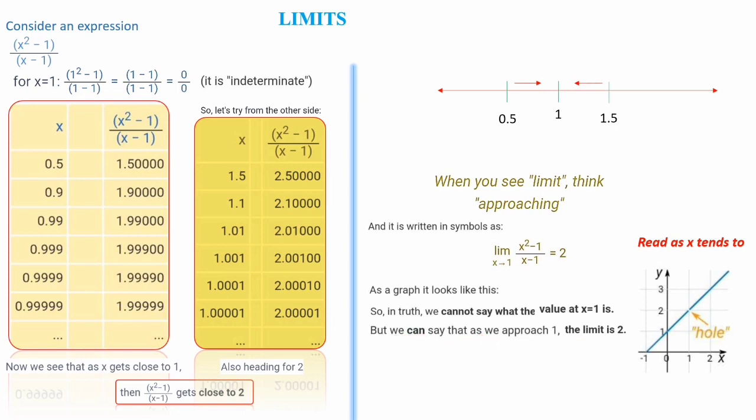We are not able to tell what the value is at x is equal to 1, because it is indeterminate, 0 by 0. But we can say that as we approach 1, the limit is 2. Next, let's try to define the limit of a function.